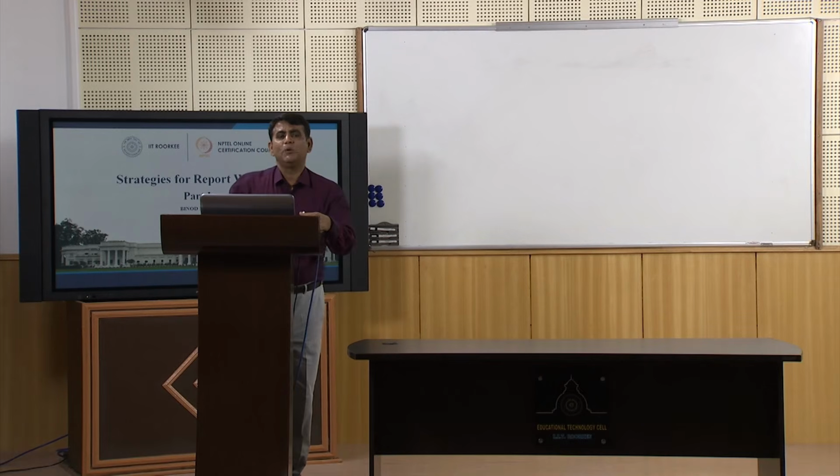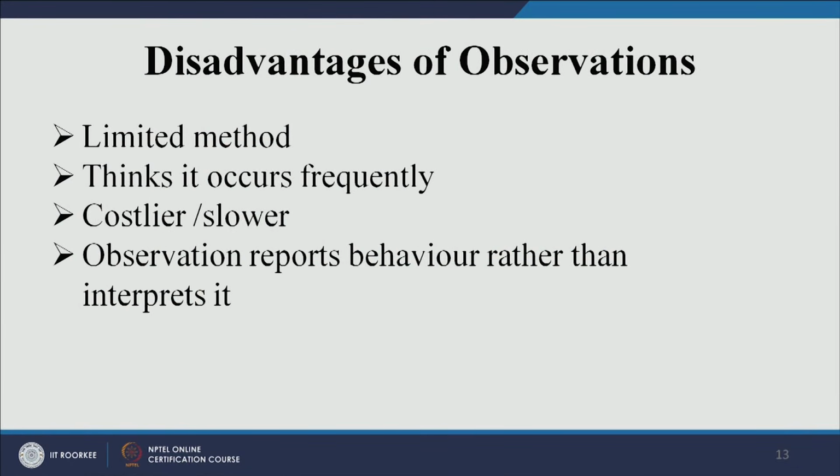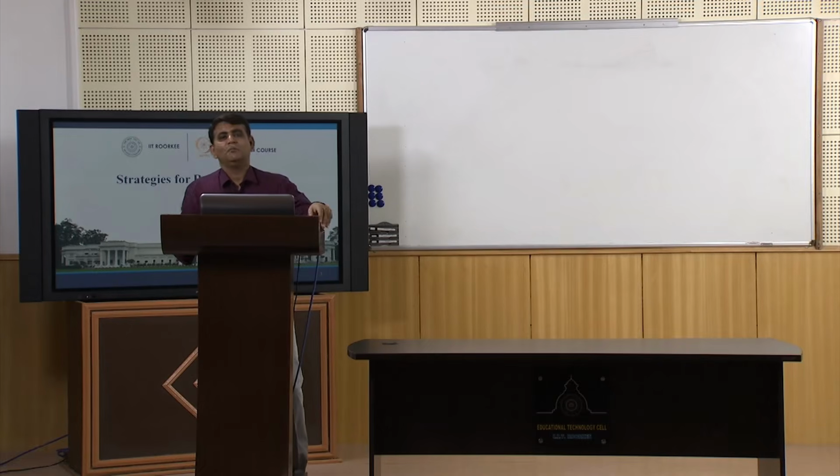Observation can report behavior, but it cannot interpret it, because there are different reasons for a person to behave in such a manner, and for that you have to have another observation. So it is an unending process. Hence the information that you have culled from observation serves only as first hand knowledge or information.